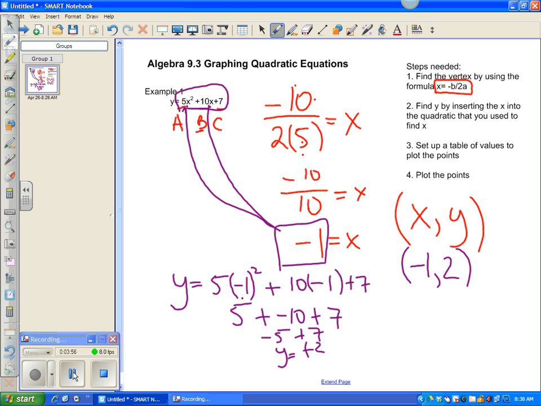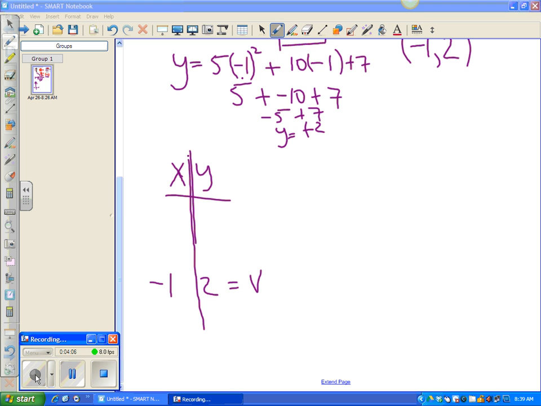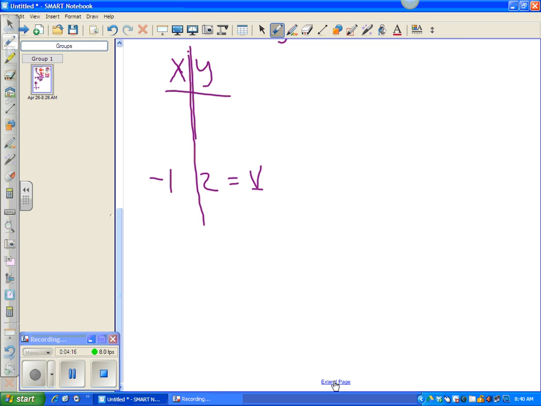So, as you see, we've gone over here and done step 1, and now we've done step 2. Now I need to set up a table of values, and that's what I'm going to do right now. As I set up my table of values, here's my x and my y. Notice that I've put my -1 and 2, which is my vertex, in the middle. There's a method to my madness, and the reason is because I like to go one above, one below. One above -1 is 0, one below is -2, one above 0 is 1, one below -2 is -3. You'll see in a second why.